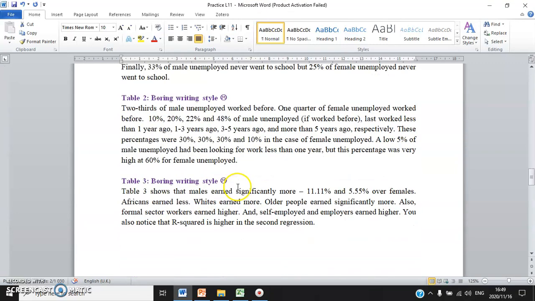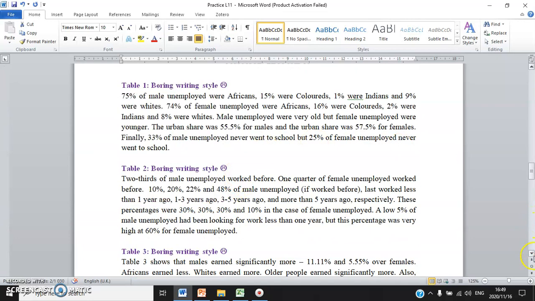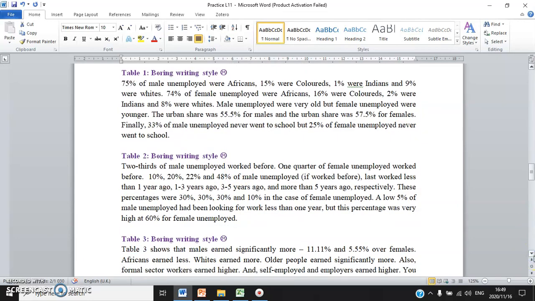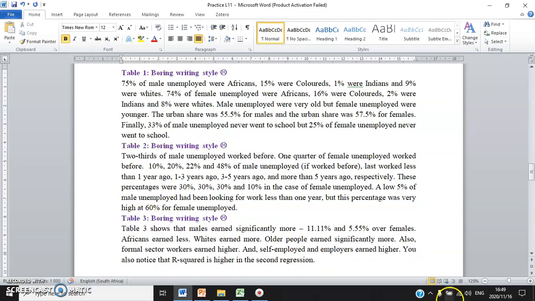Okay, and then this is the writing workshop. In case you want to self-destruct yourself, you can write in such a boring way. So let me pause for 1 minute for you to look at the horrible writing style for the 3 tables. So I'm going to stop for 1 minute. You will get bored upon reading the 3 paragraphs.